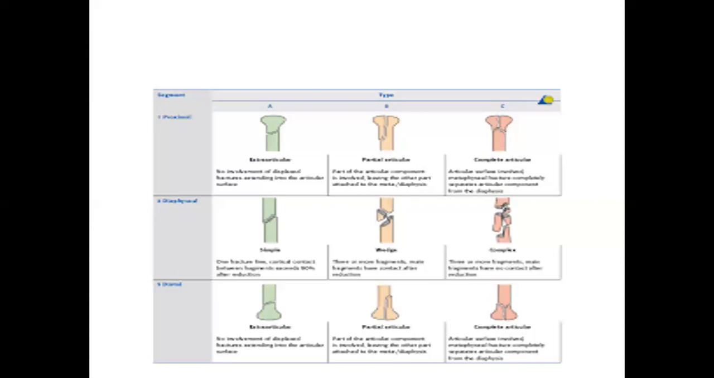Therefore, the diaphysis is the second region, which is type 2, okay? Then the subclass, it could be a simple fragment, as I told you, which will be called A. Then when there is a wedge butterfly fragment, it is type B. And then if it is comminuted, it is type C, okay? And then a similar thing goes for the distal segment, the third segment, which is also a metaphyseal region. A of it is still extra-articular, B of it is still partially articular, and C of it is totally what? Articular. Can we go to the next slide?